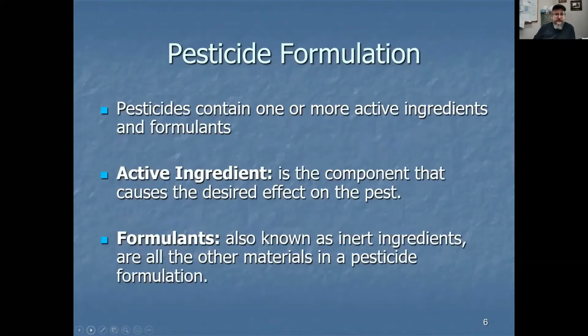Pesticide formulation. So pesticides contain one or more active ingredients and formulants. You need to know these definitions. So the active ingredient is the component that causes the desired effect on the pest. And formulants, also known as inert ingredients, are all the other materials in a pesticide formulation. Okay.